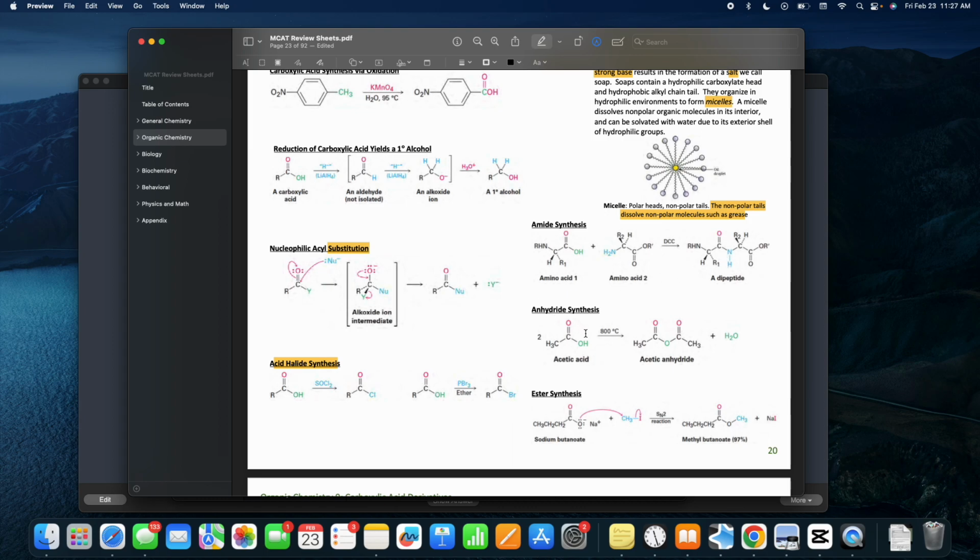And then you have anhydride synthesis. So acetic acid is 2 of these, right? At 800 degrees Celsius, very high temperature, you get acetic anhydride. So you attach these to acetic acids, and you get acetic anhydride. And you have ester synthesis. So anhydride synthesis, ester synthesis.